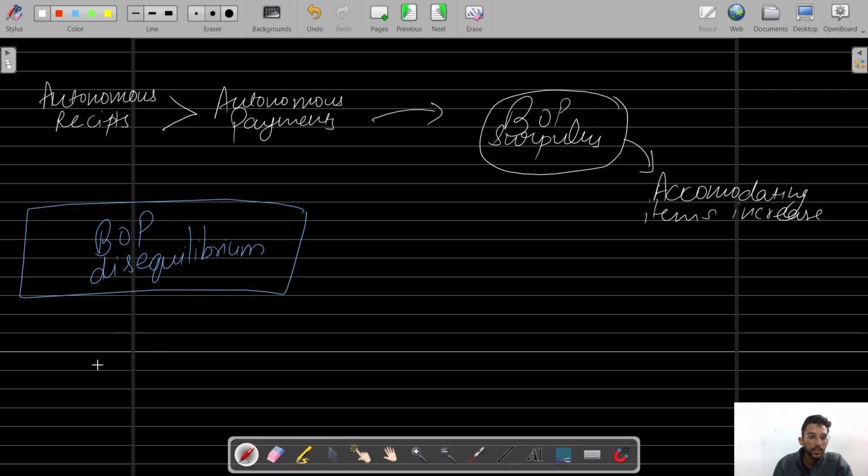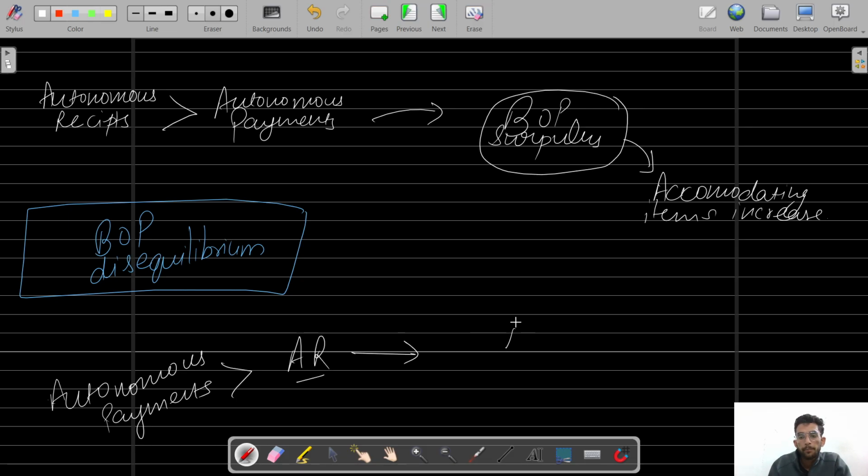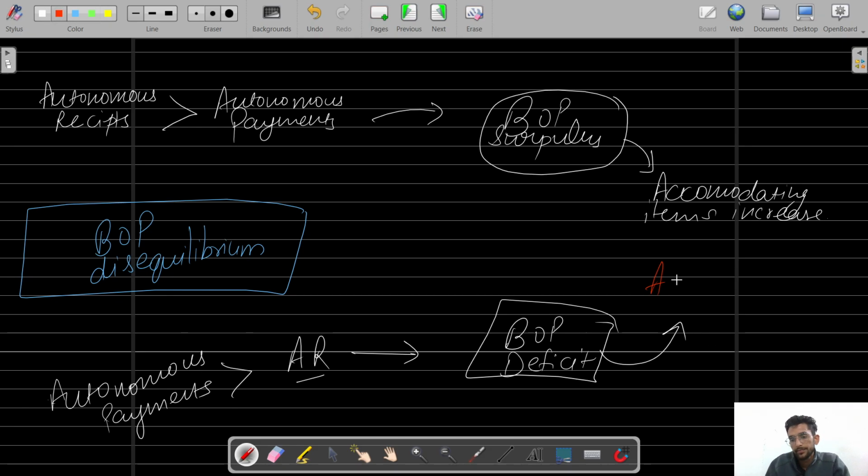The other situation is the inverse: when autonomous payments are greater than autonomous receipts. In this situation, balance of payment will be in deficit. When this is the situation, accommodating items will decrease.